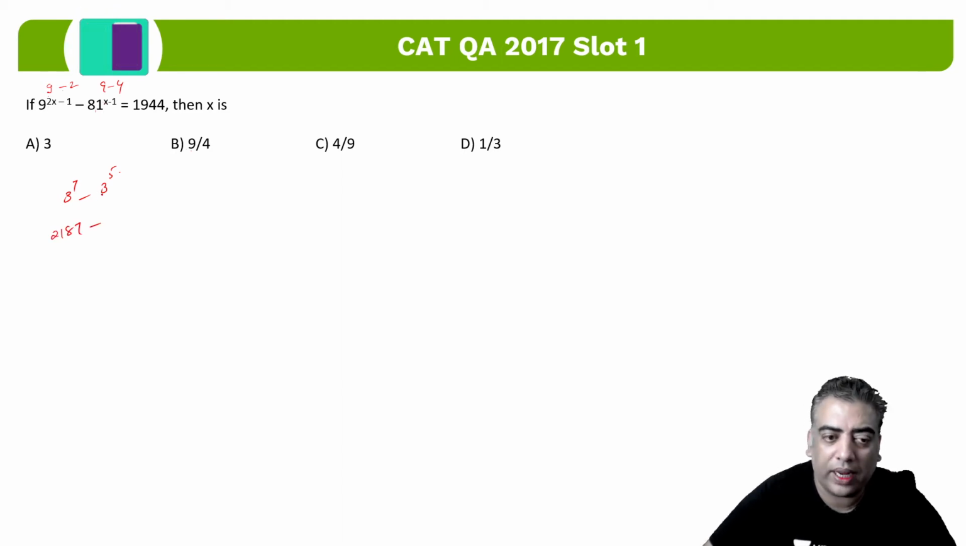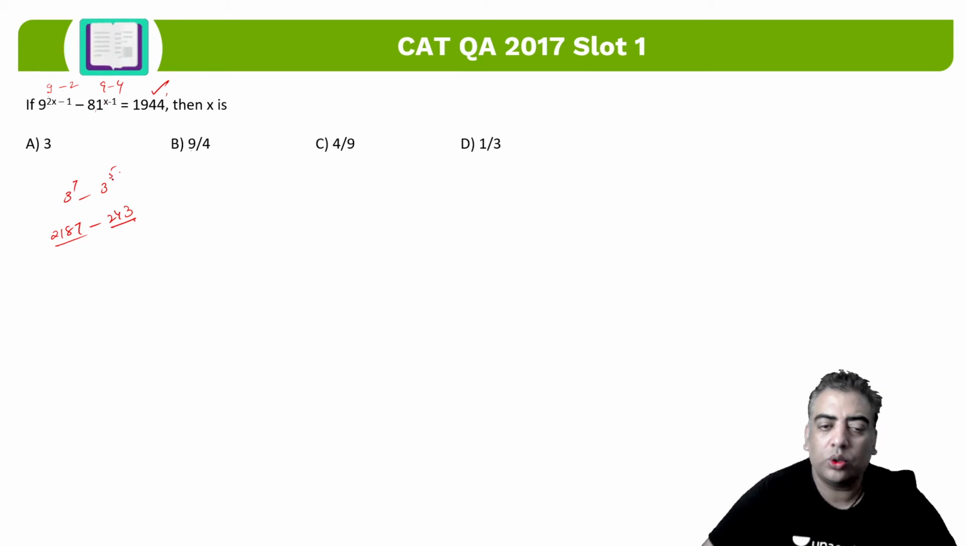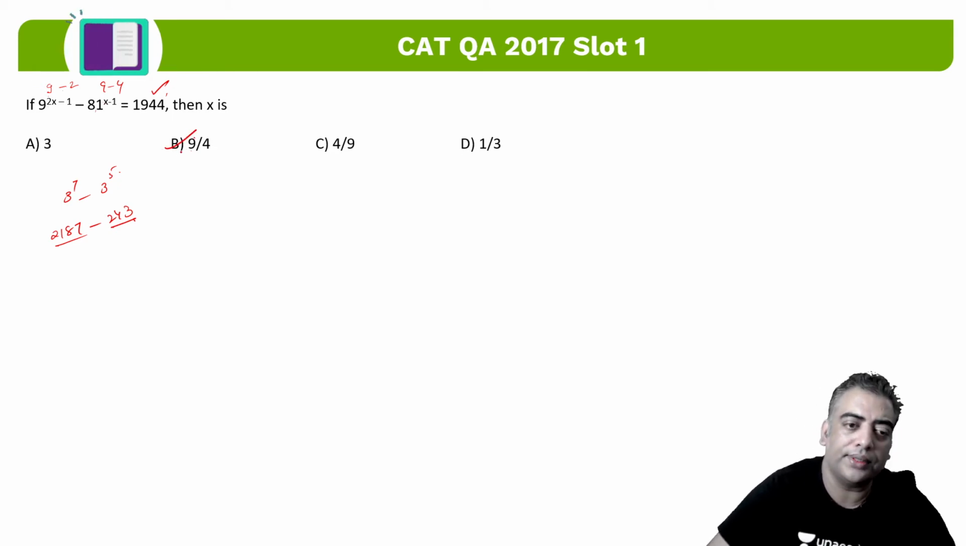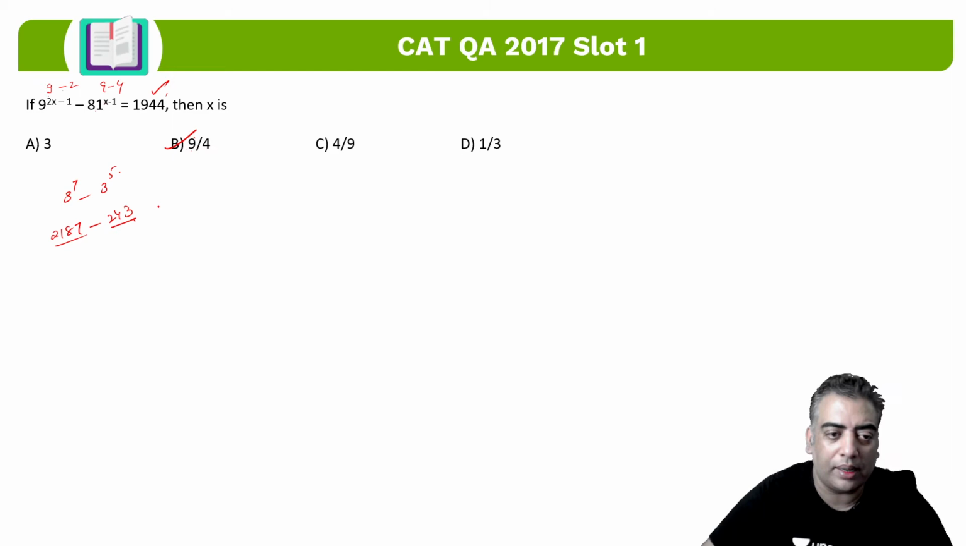And 3 raised to power 5 we all know is 243. And when you subtract them, their difference comes out to be 1944. So this is one way of looking at it. Which gives us the correct answer, option 9 by 4.